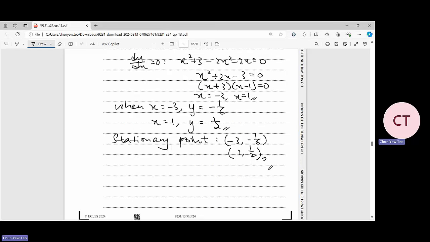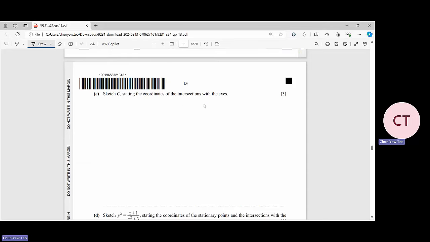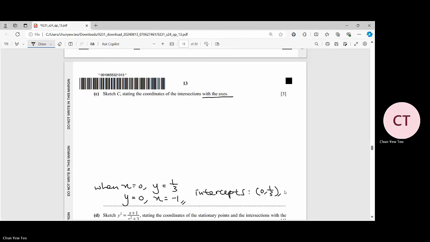Then part C, they want you to sketch the graph of C stating the coordinates of the intersections with the axes. That means we want to find the intercepts. When x is equal to 0, what is my y? If you follow the equation, x equal to 0, your y is 1 over 3. And when y is equal to 0, your x is negative 1. So your intercepts are 0, 1 over 3, and negative 1, 0.